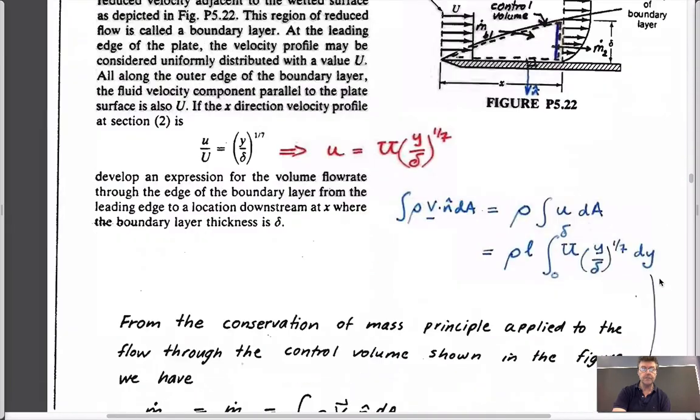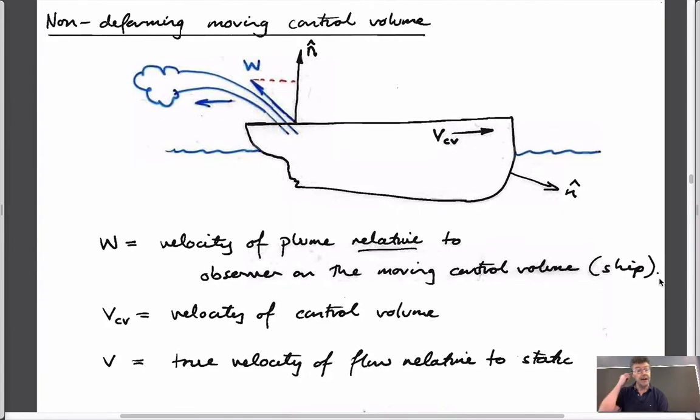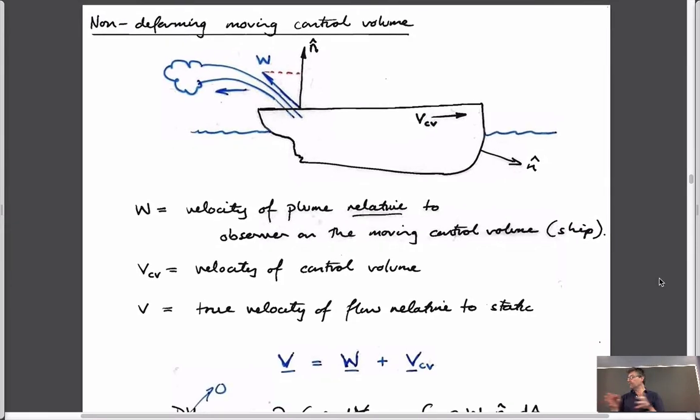So let's, for kicks, try and make things tougher. We won't do this question, but we'll do the same example. So now let's take the case of the moving control volume. Now we have to make an extra definition. The second case is a moving control volume, but one that isn't changing with time. So the ship is now moving, but it's not changing its size. It's not being contracted.